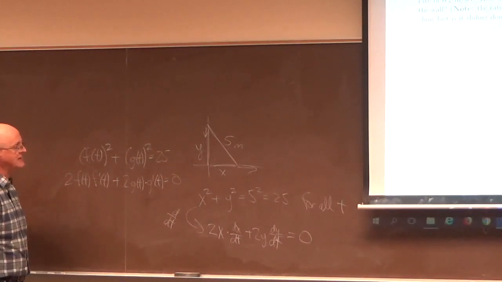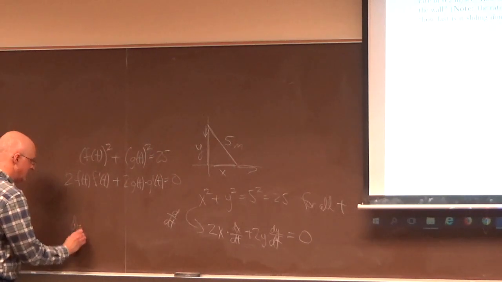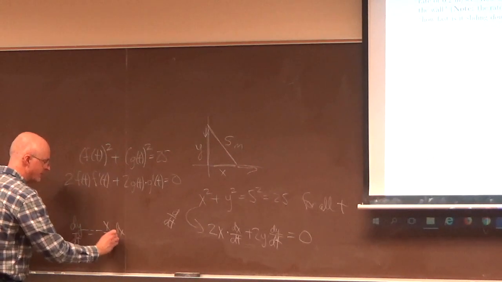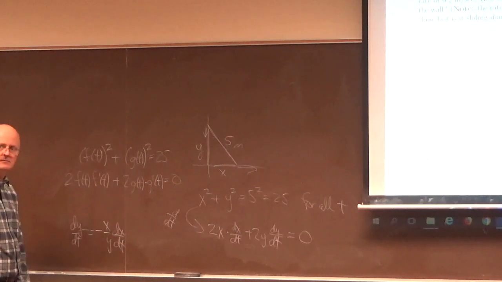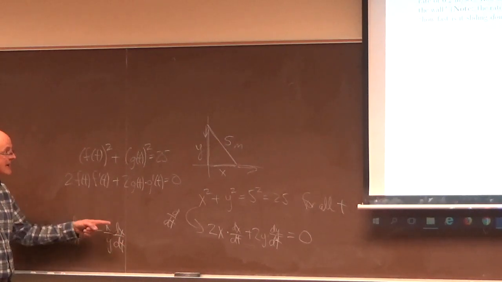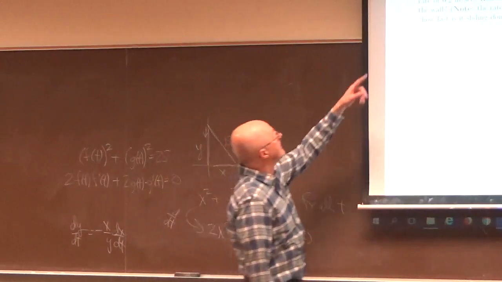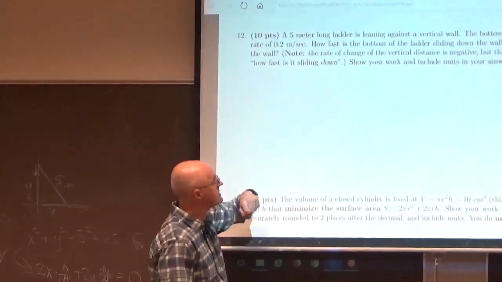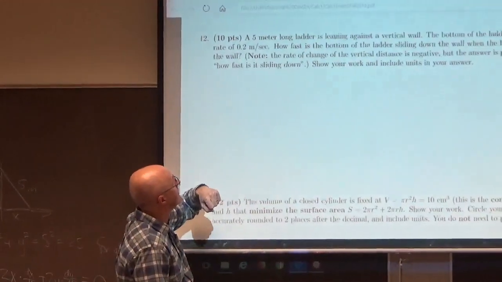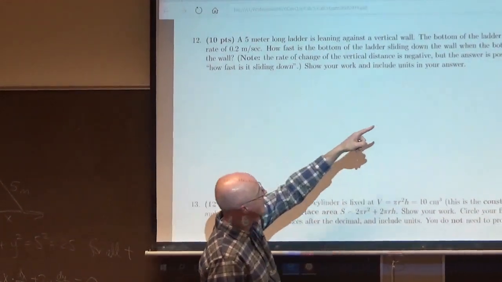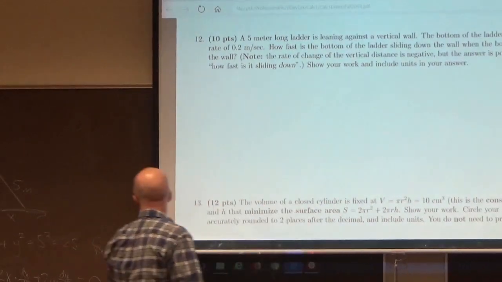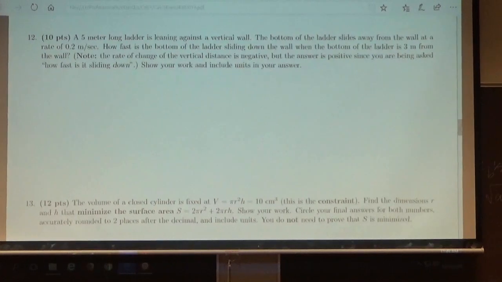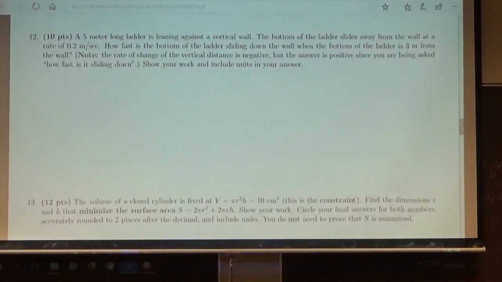You solve for dy/dt, you'll get this, and it's now at the end that you plug in your numbers. It's now you plug in the numbers. dx/dt is 0.2. That's a velocity in the x direction. When the ladder is 3 meters away from the wall, y would be 3. Oh no, excuse me, x would be 3.